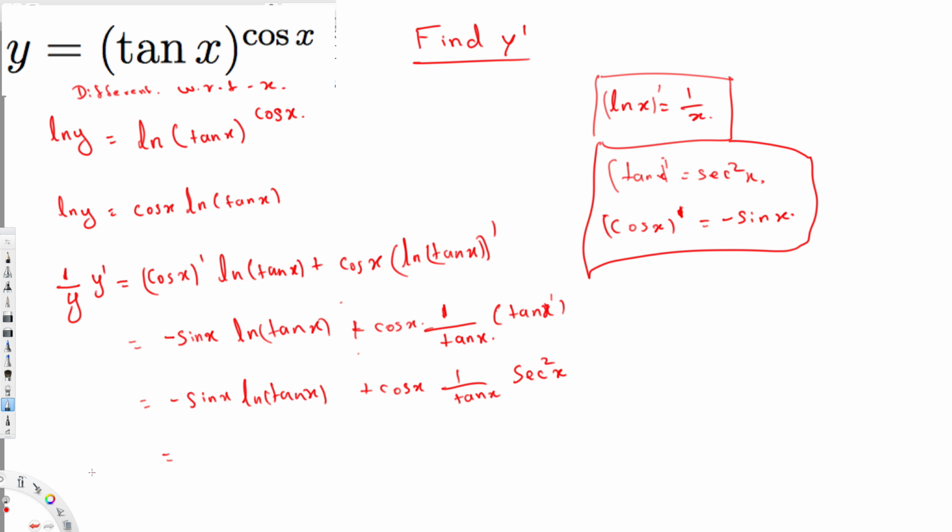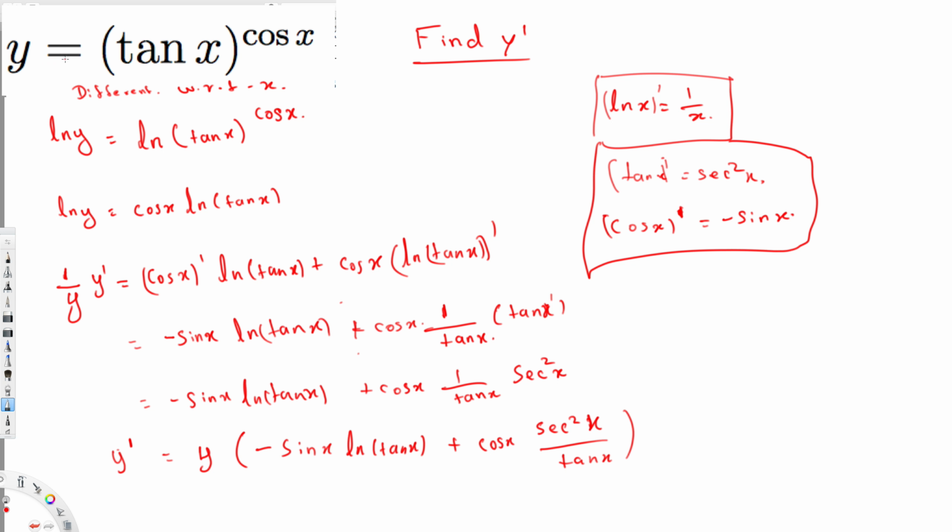So in this case, we have to separate the y from the y prime, so I have to bring the y to the other side. Of course, that's the only thing we have to do. If I take the y to the other side, it's going to be a common factor, and here we are going to have minus sin x ln tan x plus cos x sec square x over tan x. Then we have y here.